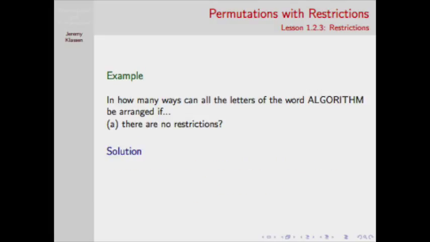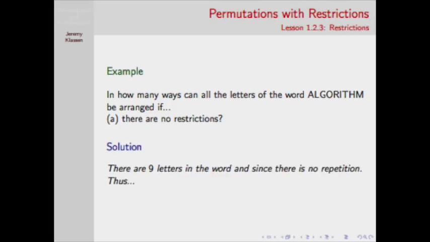Now we're going to start to work through problems that impose restrictions on the problem. But to start off with, we're going to look at the number of ways that we can permute the letters in the word algorithm. And to start off with, we're going to say that there will be no restrictions here. In this case, the problem is pretty straightforward because there are 9 letters in the word and there's no repetition. So the answer is 9 factorial.